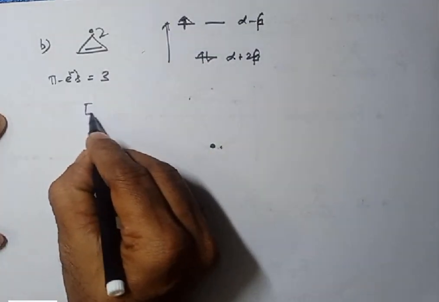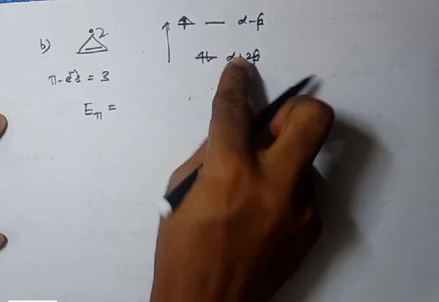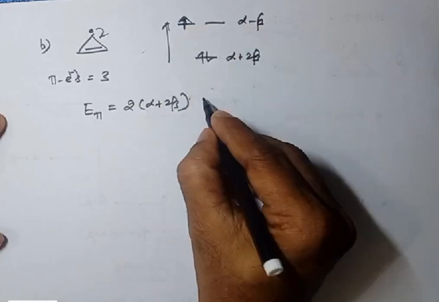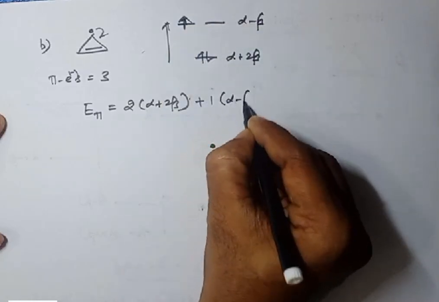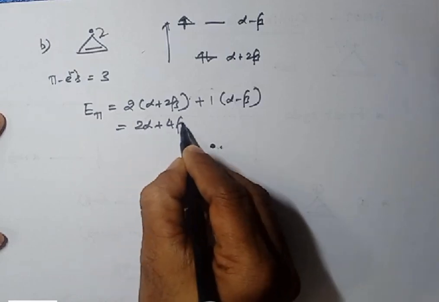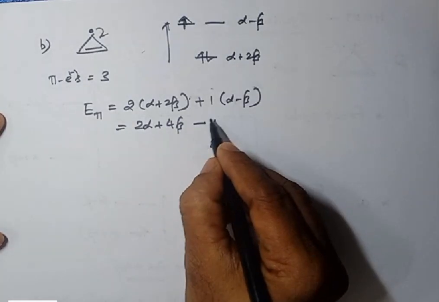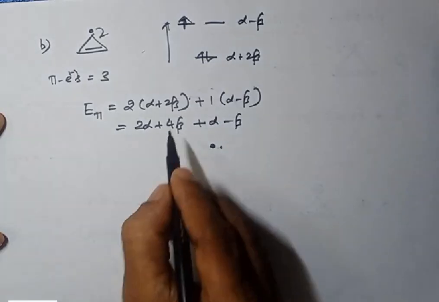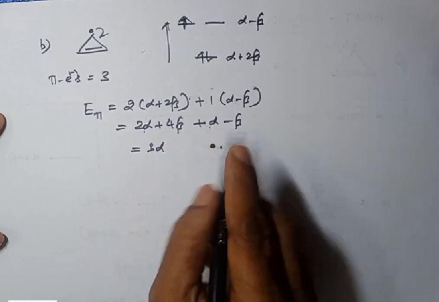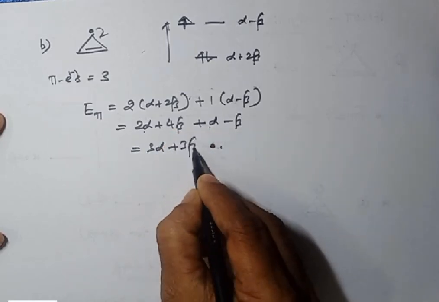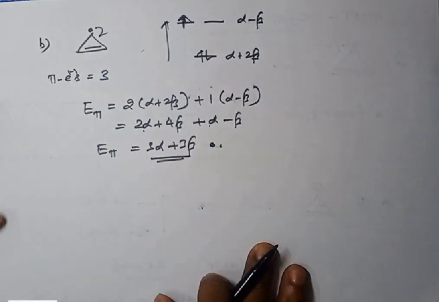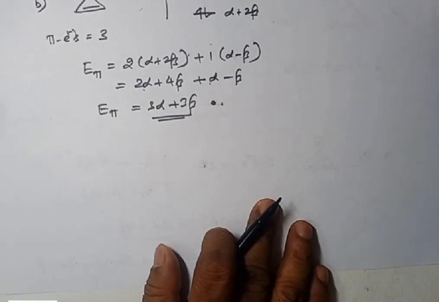Okay, now what is the pi electronic energy? Pi electronic energy equals 2 electrons have energy alpha plus 2 beta, and 1 electron has energy alpha minus beta. So what we get is 2 alpha plus 4 beta, plus alpha minus beta. So 2 alpha plus alpha will give you 3 alpha, 4 beta minus beta will give you 3 beta. 3 alpha plus 3 beta is the pi electronic energy of the cyclopropenyl radical.